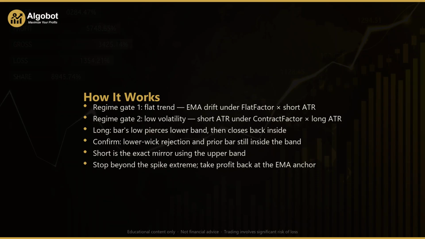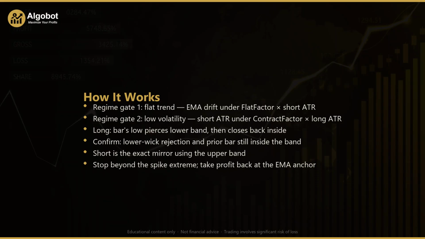Gate 2 is the low volatility test. The short average true range must be below the contract factor, which defaults to 0.9, times the long average true range. When recent range is smaller than the longer-term range, volatility is contracting, and the market is calm. If either gate fails, the strategy does nothing and waits. Once both gates pass, it builds the anchor and the two bands. The anchor is the moving average. The upper band is the anchor plus the band multiplier times the short average true range, and the lower band is the anchor minus that same distance.